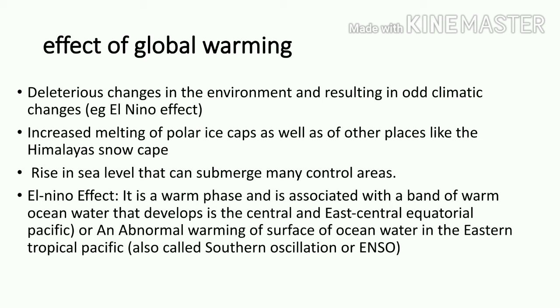Rise in the sea level submerges many coastal areas. That also takes place once the ice caps start melting. Once the sea level rises, the people and the areas present there also get affected. Again, the El Nino effect is nothing but a warm phase associated with a band of warm ocean water that develops in the central and east central equatorial Pacific, or an abnormal warming of the surface ocean water in the eastern tropical Pacific. This is called the El Nino effect.